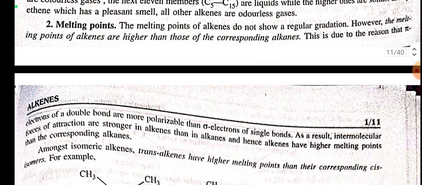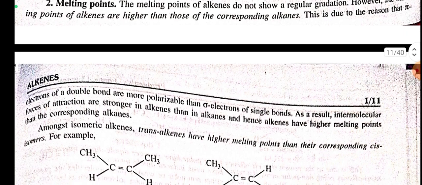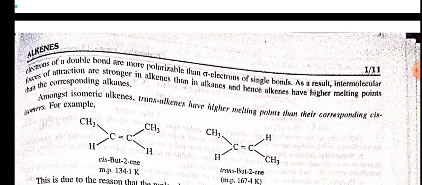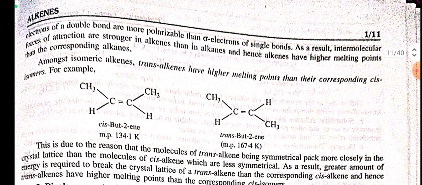Melting point. The melting points of alkenes do not show a regular gradation. However, the melting points of alkenes are higher than those of alkanes. This is due to the reason that the pi electrons of double bond are more polarizable than sigma electrons of single bond. As a result, intermolecular forces of attraction are stronger in alkenes than in alkanes, and hence alkenes have a higher melting point than that of corresponding alkanes.